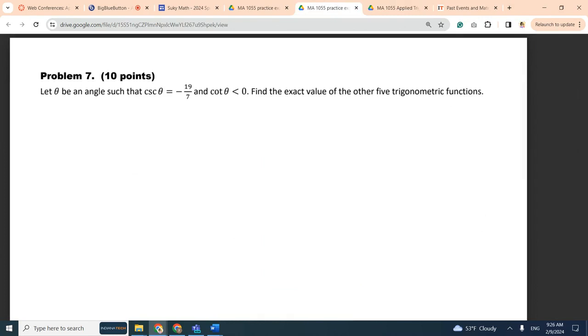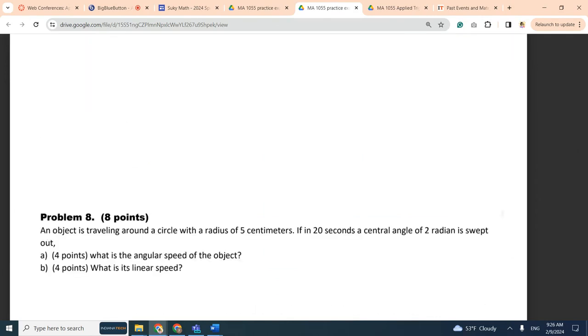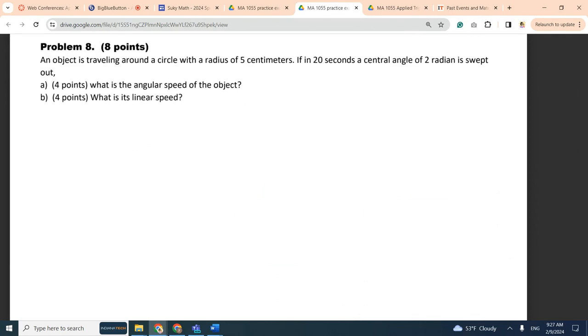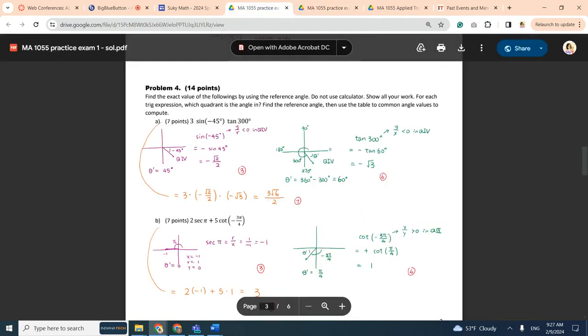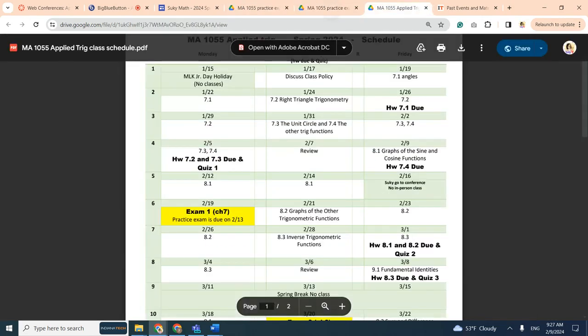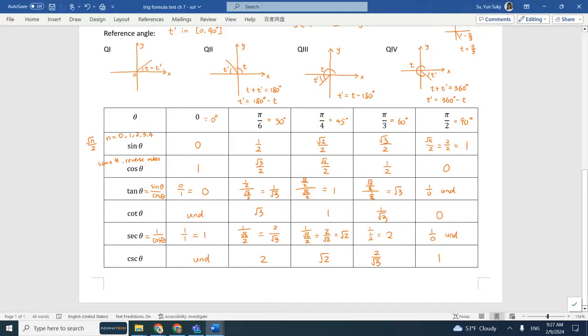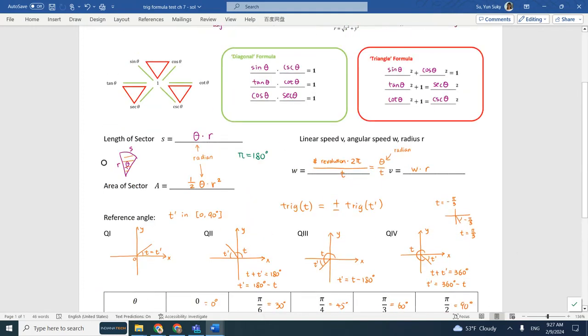This one you need to draw the picture, right? And then figure out the cosecant in terms of x, y, r, and then you let the x or let the y or let the r equal those numbers and find the other one. Okay, so this one is the angular speed and linear speed. You use what? The formula, right? You use these formulas for angular speed and linear speed.